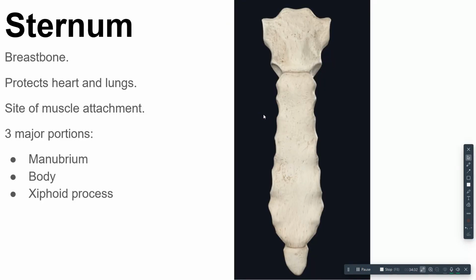All right, let's do the final bone of the day. The final bone of the day is the breastbone. We're not going to call it that anymore. It's called the sternum. The sternum protects the heart and the lungs. Muscles attach to it as well. And as you can see, there are 3 parts to it. There is a manubrium, a body, and a xiphoid process.